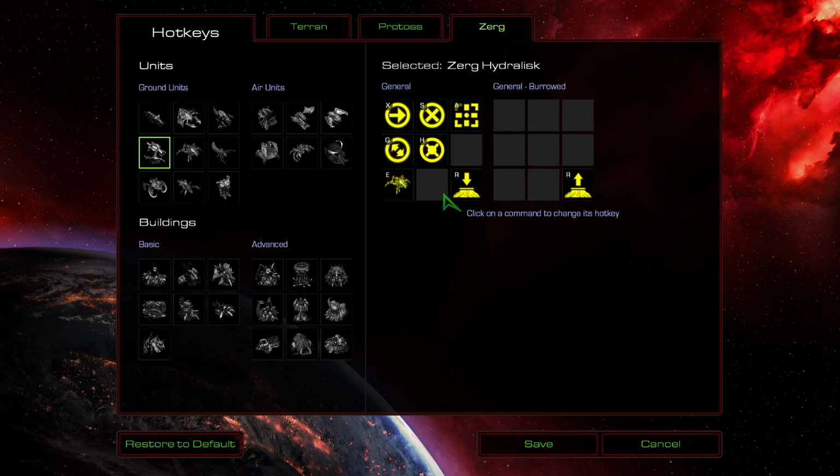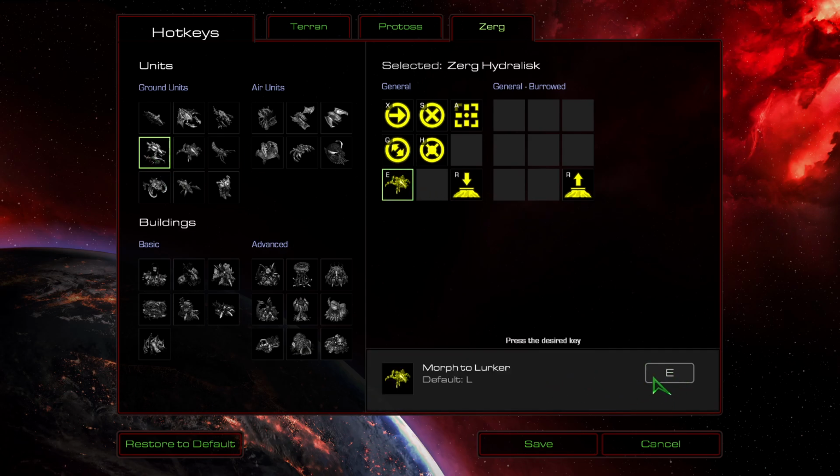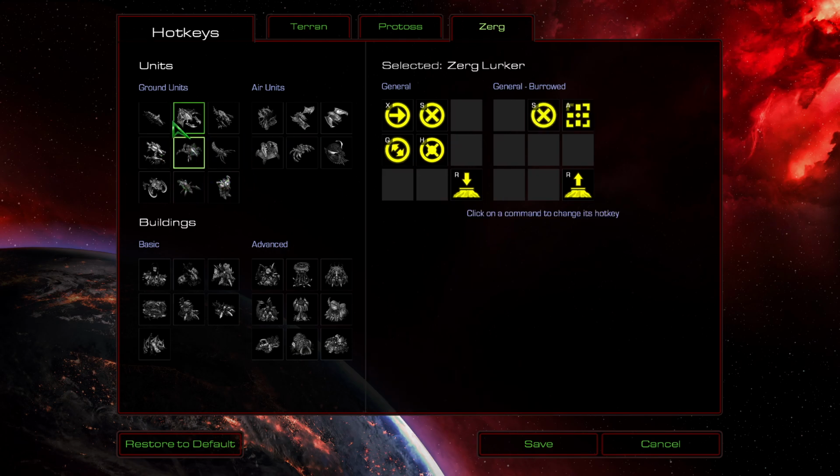There is an issue with having Lurker morph at E. It's normally L. If you press morph Lurker and Burrow at the same time, you'll lose the money for the Lurkers morphing, and then your Hydras won't morph, they'll just burrow. That's another issue that you could have. It's just I morph Lurkers with my middle finger and burrow with R, so I usually don't have that issue. I don't think I've ever had it, but it is a glitch that exists.